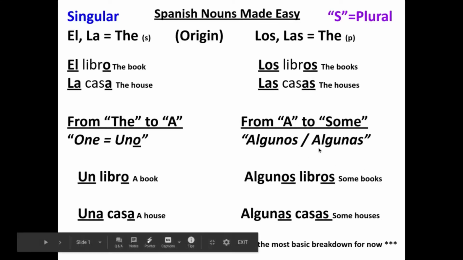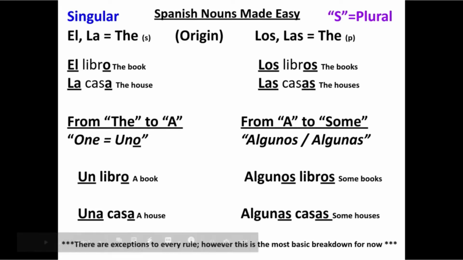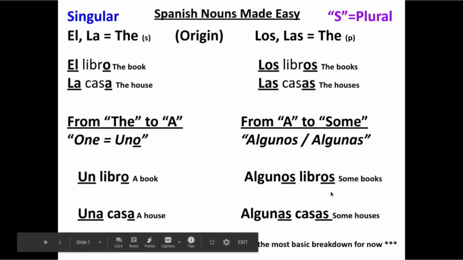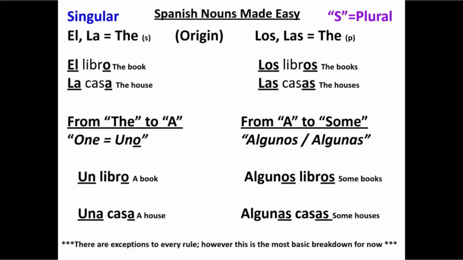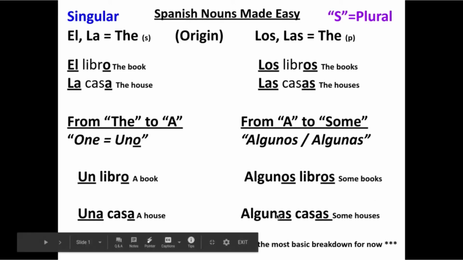Yo tengo algunos libros. Sounds very good and flowy in a statement. Everything fits. Everything balances out. Algunos libros. Yo tengo algunas casas en Miami. Flows and fits. Everything is balanced out.